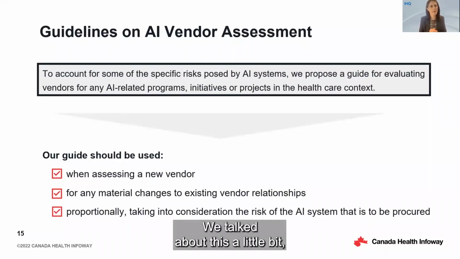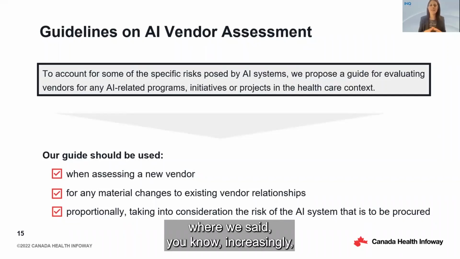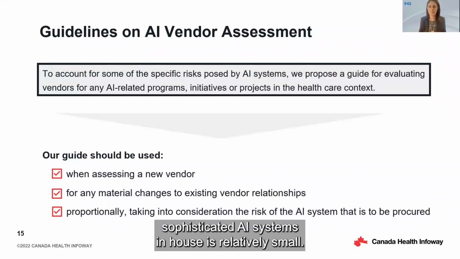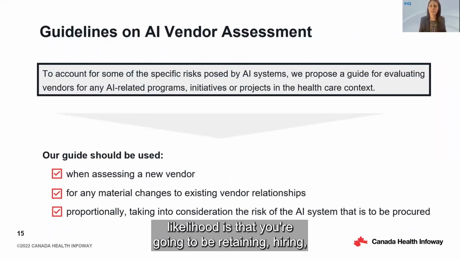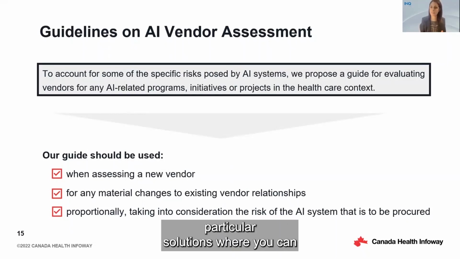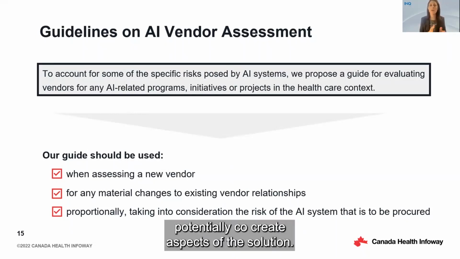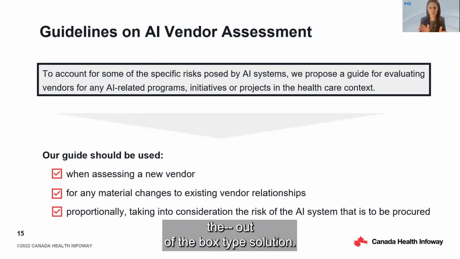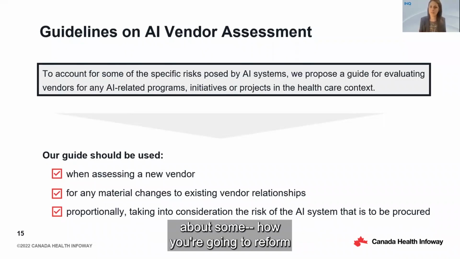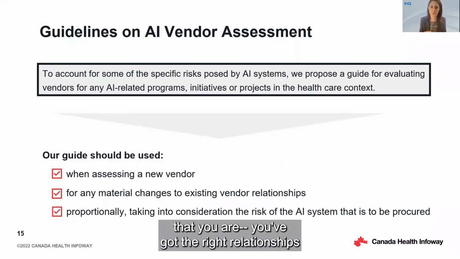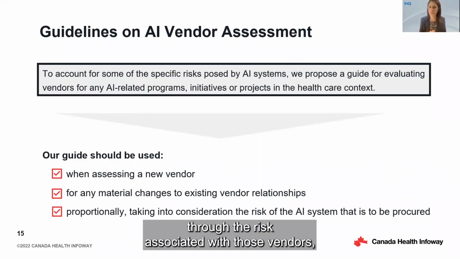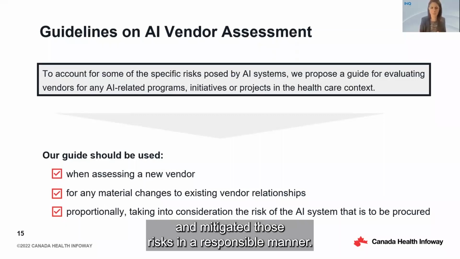We talked about this a little bit, I think it was 2 webinars ago, where we said, increasingly, particularly in smaller organizations, the likelihood that you will be building sophisticated AI systems in-house is relatively small. Rather, the expectation and the greater likelihood is that you're going to be retaining, hiring, external providers to provide particular solutions where you can potentially co-create aspects of the solution, or you'll simply buy it as an out of the box type solution. In which case you really need to be thinking about how you're going to reform and maybe augment your vendor assessment to ensure that you've got the right relationships in place and that you've thought through the risk associated with those vendors and mitigated those risks in a responsible manner.